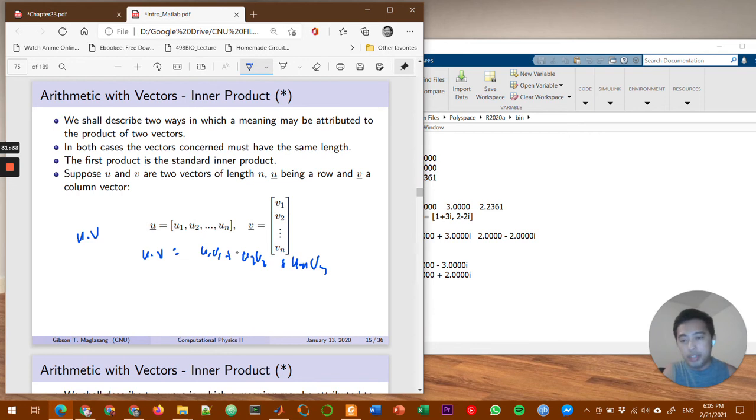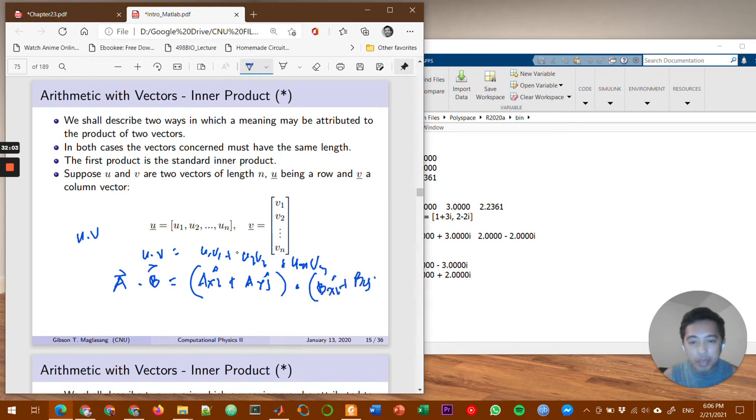We have a vector times v vector. Your a is ax i hat plus ay j hat, since it is x and y, times, I hope you recall from general physics, bx i hat plus by j hat. So what is the vector? This is a row and this is a column. So when you multiply, you have ax bx plus ay by, right?